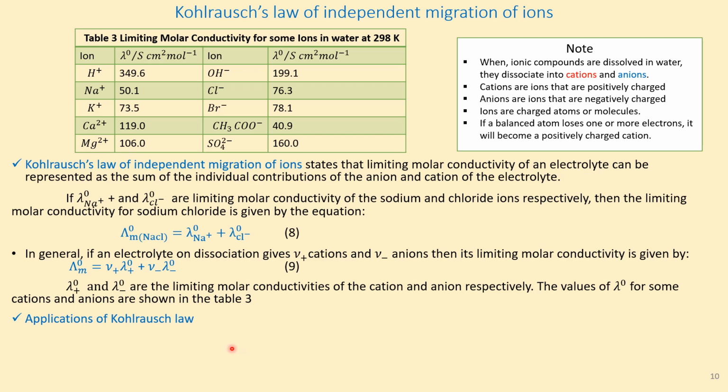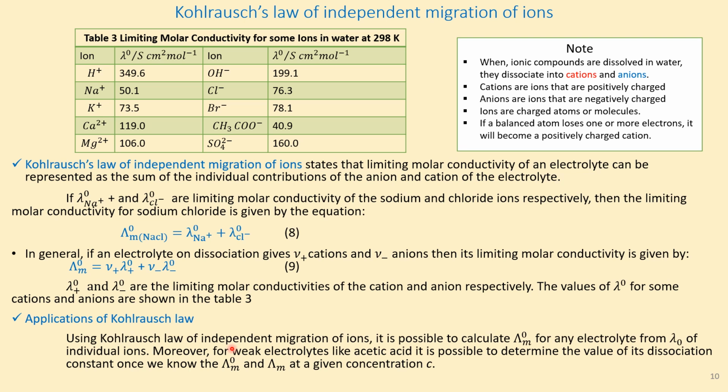Applications of Kohlrausch's law. Using Kohlrausch's law of independent migration of ions, it is possible to calculate Λ°m for any electrolyte from λ° of individual ions. Moreover, for weak electrolytes like acetic acid, it is possible to determine the value of its dissociation constant once we know Λ°m and Λm at a given concentration C.